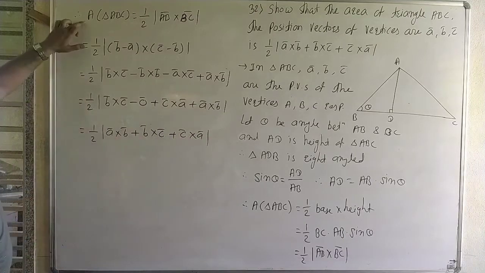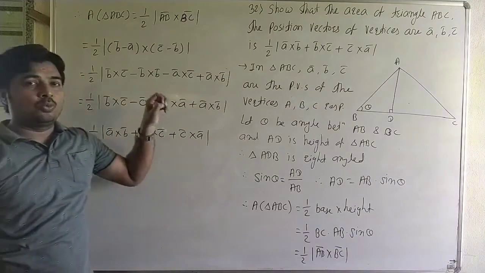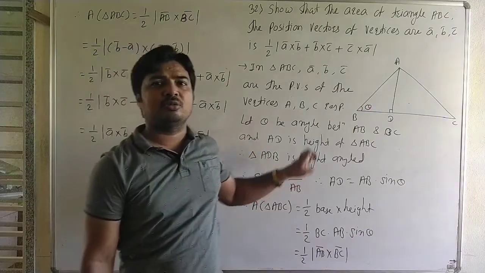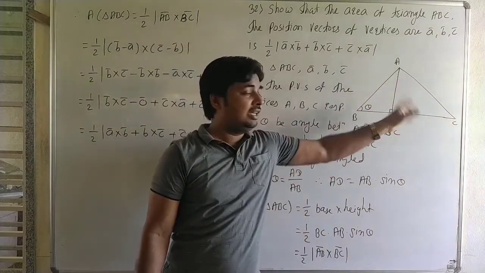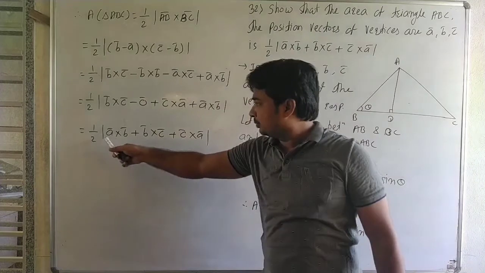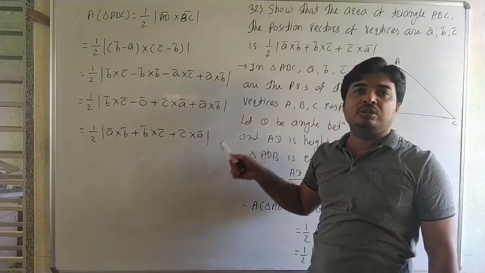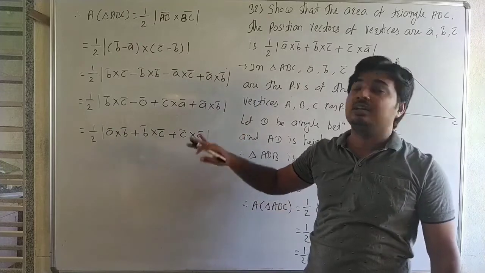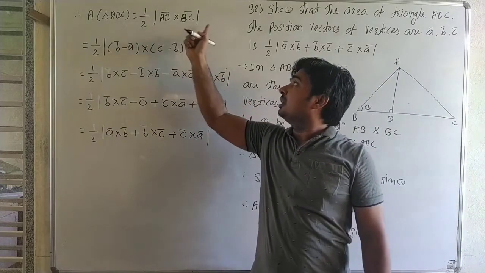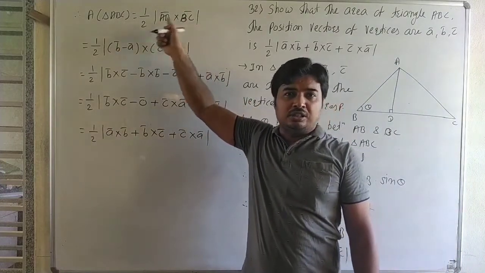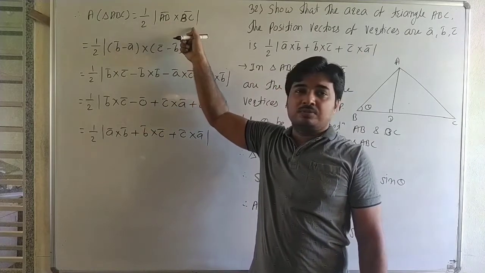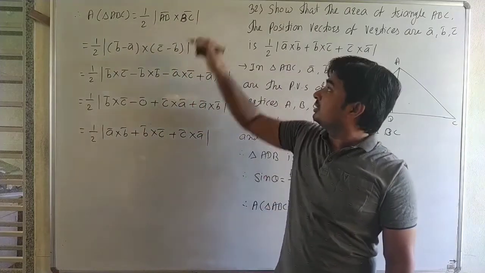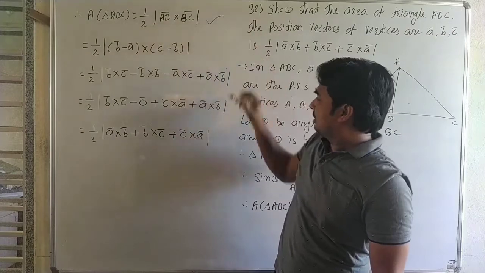It is the formula for the area of a triangle when the position vectors of the vertices A, B and C are given. When the vertices of the triangle are given, then we use this formula. If any two sides in vector form are given, then we use the formula, area of triangle is this form, AB cross AC. See carefully, there are two formulas, this and this.